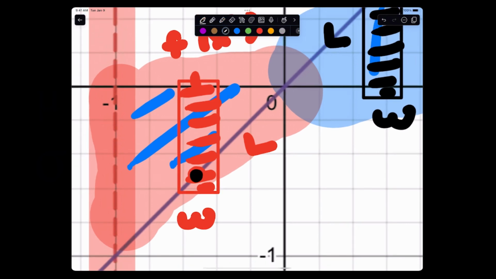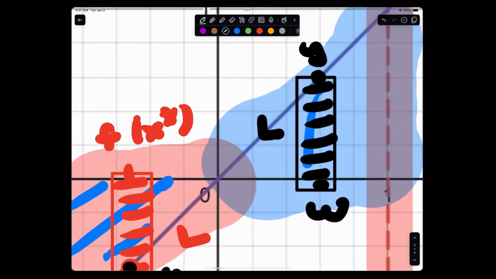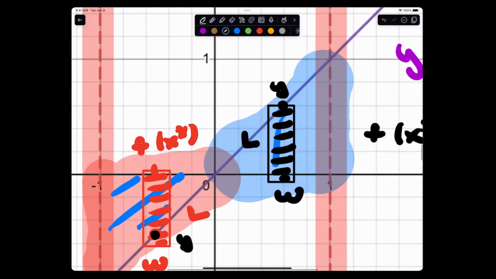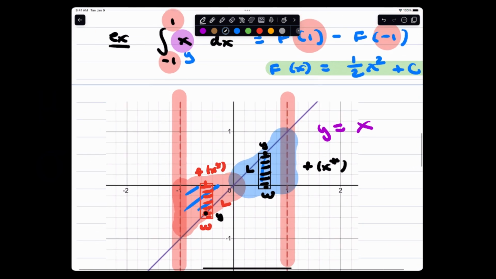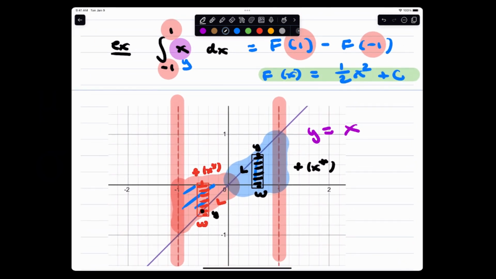Because remember how you got it. It was the y coordinate for your what? For your height. The length. And if it's below, it's negative. If it's above, it's what? Positive. All the y values above the x-axis are positive, and all the y values below are negative. So they're equal and opposite area values.